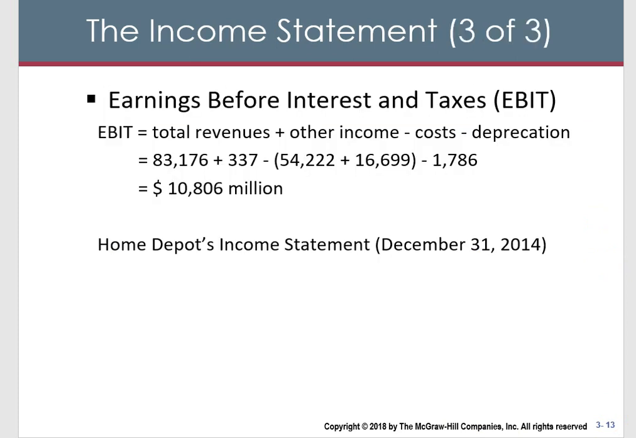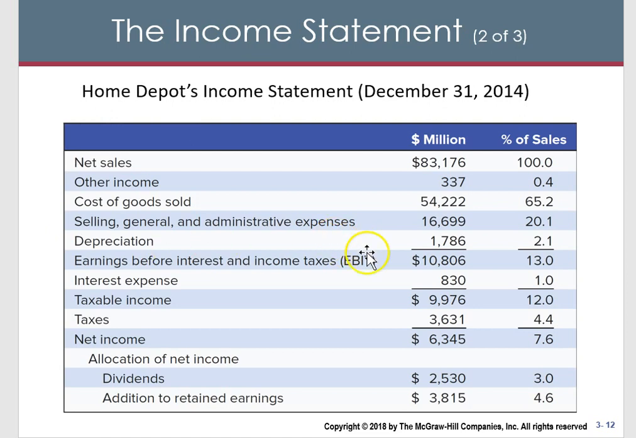And if you're interested in looking at earnings before interest and taxes, of course, this would be equal to total revenue plus other income minus cost. As we looked at the other one, cost of goods sold makes up about 65.2% of revenues, minus depreciation, and you can see earnings before interest and taxes is 10,806. Let's go back and see if that's the number right there. Yeah, 10,806. Of course, that's in millions.